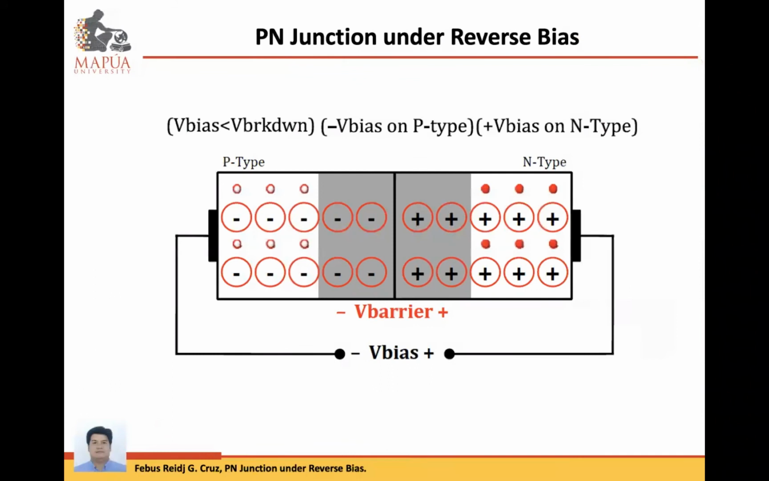Under the reverse bias, again, these are the conditions. Here we have the correct version. The magnitude of the bias voltage is less than the breakdown limit. Then the negative potential is attached to the p-type, and the positive voltage is connected to the n-type.